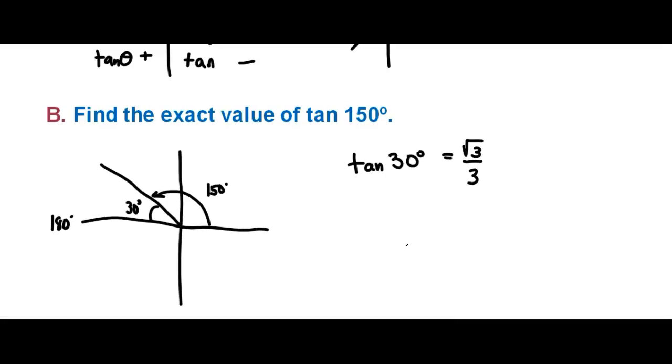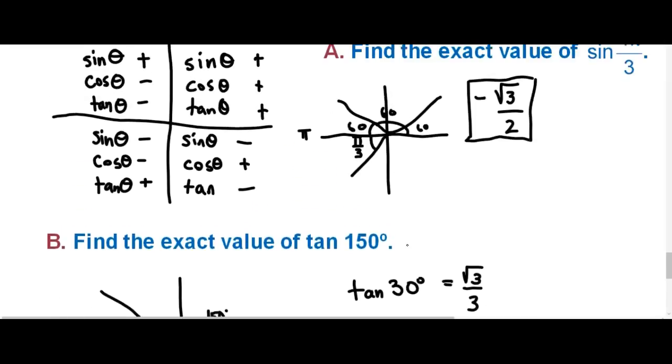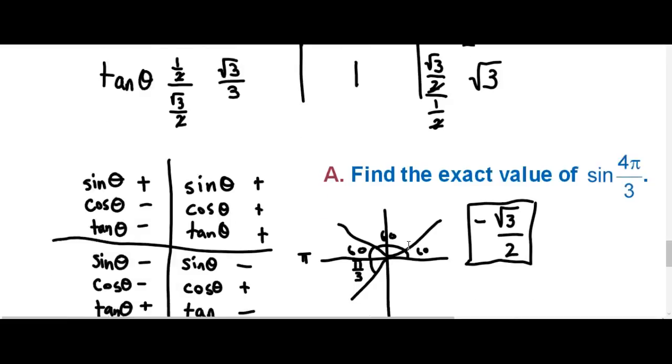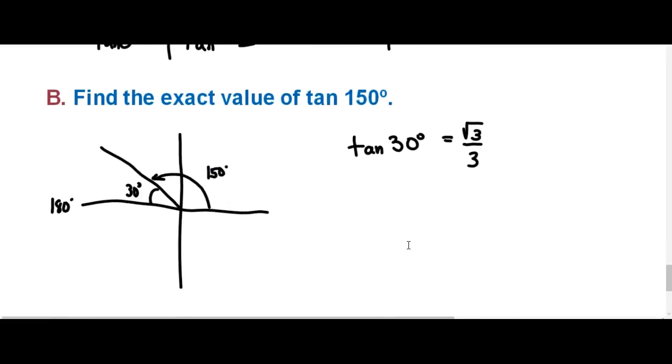And now our sign of tangent, notice when we're in the second quadrant, the sign of tangent is negative. So all we have to do is make the tangent of 150 be negative square root of 3 over 3.